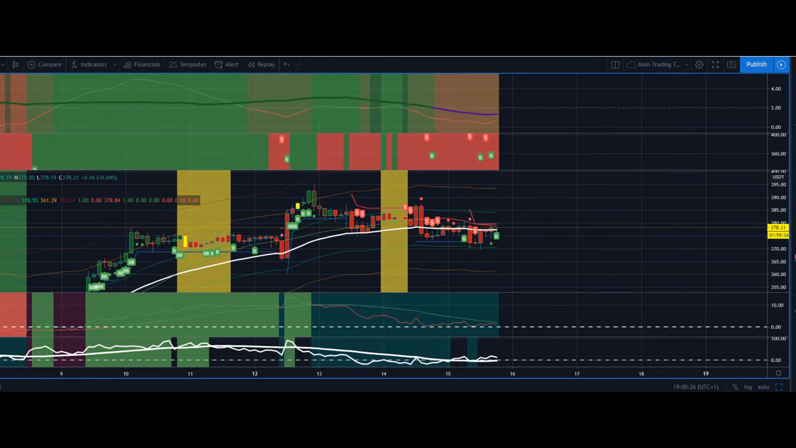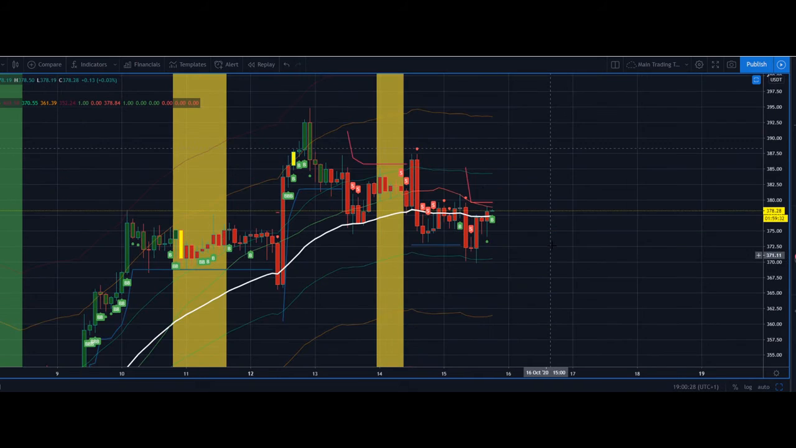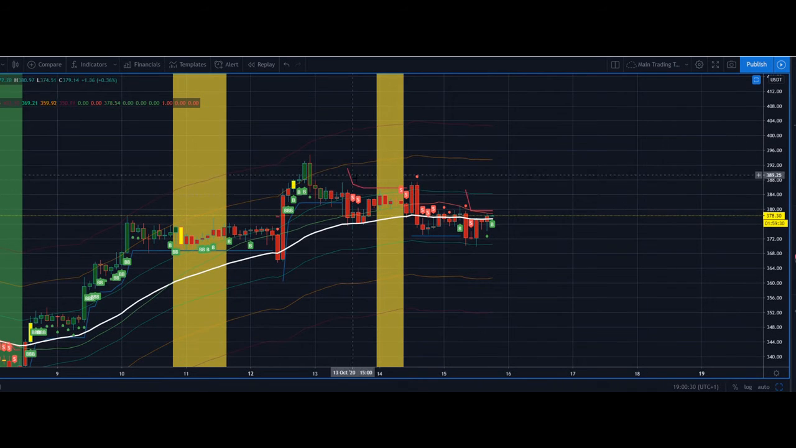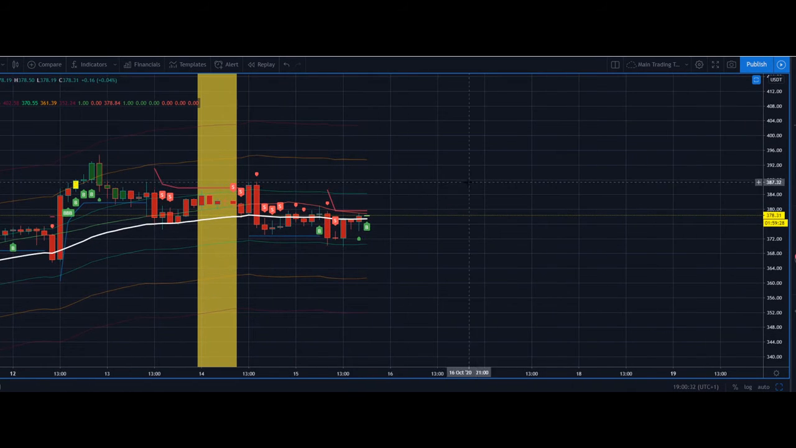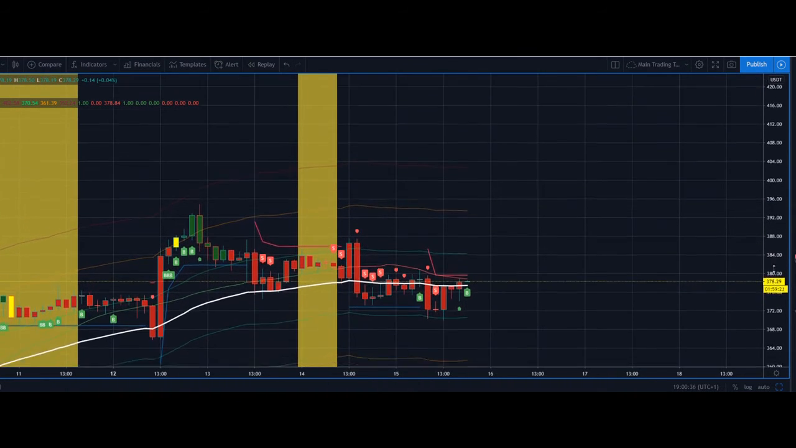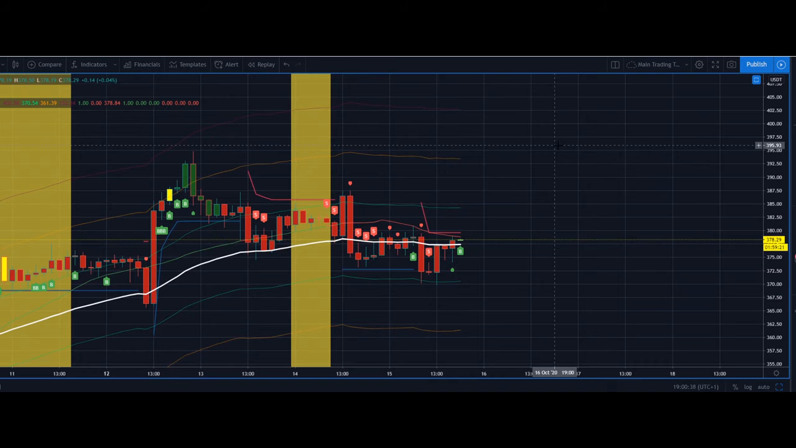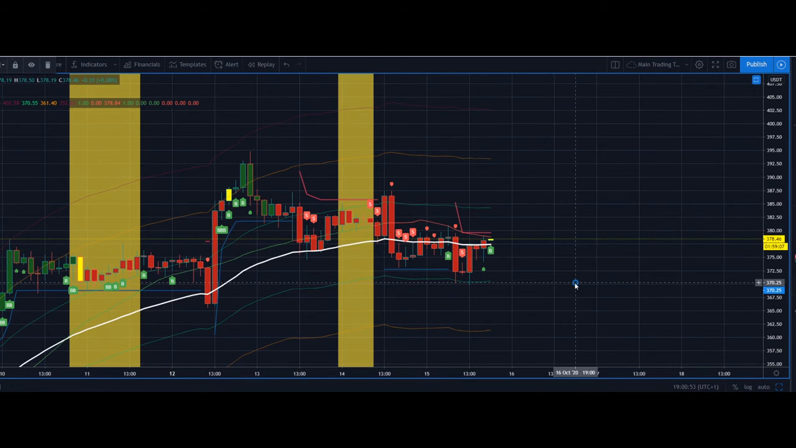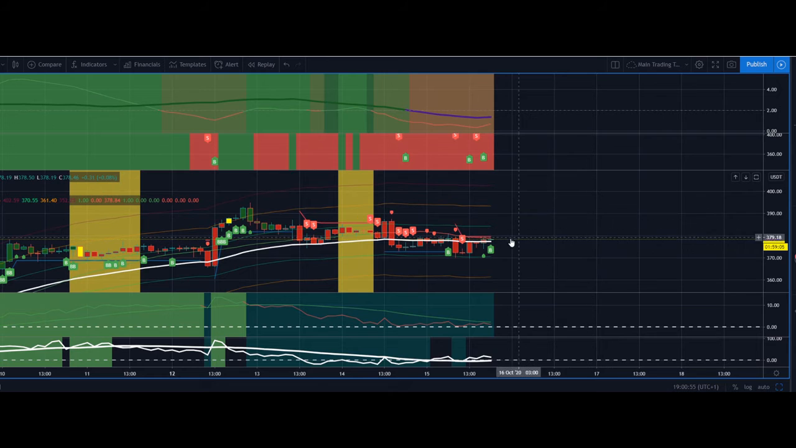So now let's look at the 2-hour. The 2-hour has been red for quite a while now. If I was trading this, I would have been short on this candle here, and I would have just been holding it really until this point.